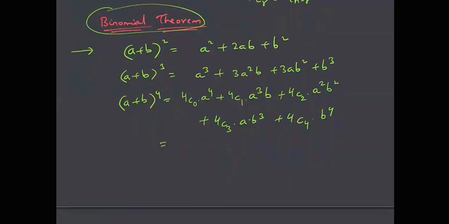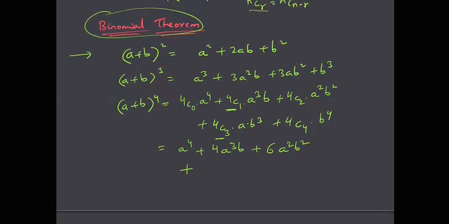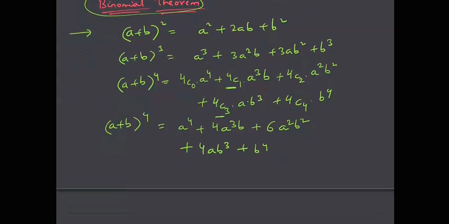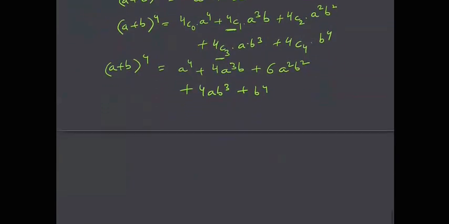So we know the value of 4C0. 4C0 is 1; in fact, nC0 is 1 for any n. So it is a power 4 plus 4C1, which is 4, so 4a cube b, plus 4C2, which you can compute, is 6, so 6a square b square, plus 4C3, which is equal to 4C1 because nCr is nC(n minus r), so 4ab cube, plus 4C4, which is nothing but 1, plus b power 4. So this is the formula for (a plus b) whole power 4. How this formula was derived, we will discuss when we study the binomial theorem or combinatorics in detail. But for now, just remember how to expand these higher powers of (a plus b).